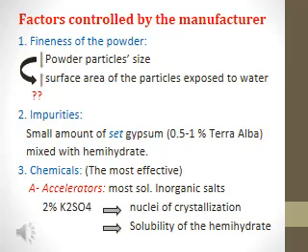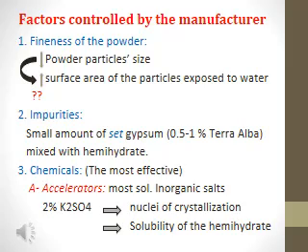This small amount of set material is added to the hemihydrate. So when you mix the powder with water, the powder already contains a small amount of dihydrate crystals. So this dihydrate will act as nuclei of crystallization. So it increases the number of nuclei of crystallization, and therefore the rate of crystal growth will increase and the reaction is accelerated. Number three, the chemicals, and this is the most effective method that the manufacturer uses to control the setting time.